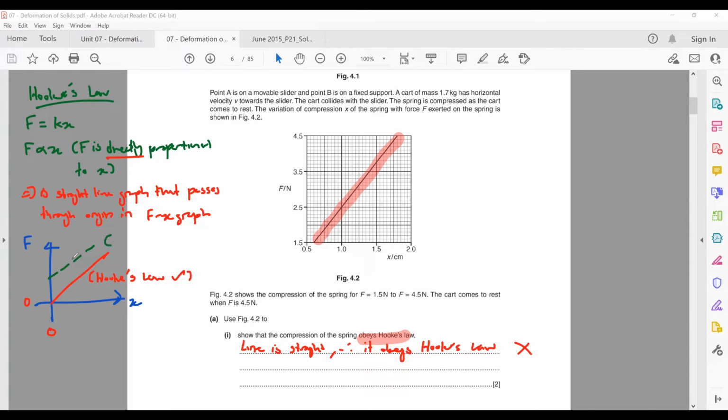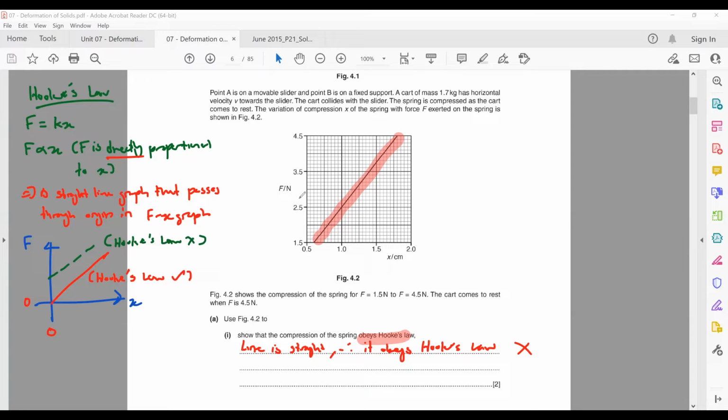Does this mean that, so this line is also a straight line. And this line is also a straight line, just like the red line here. But does this mean that Hooke's law is obeyed? Okay, so this one here, the green line, Hooke's law is not obeyed.